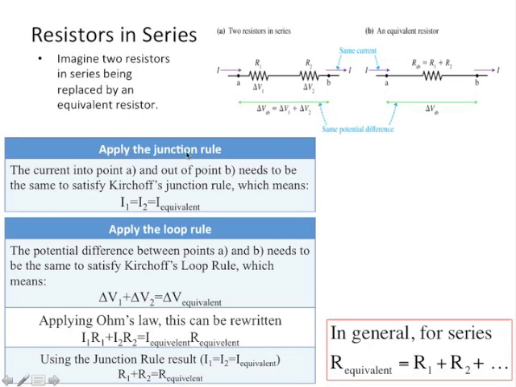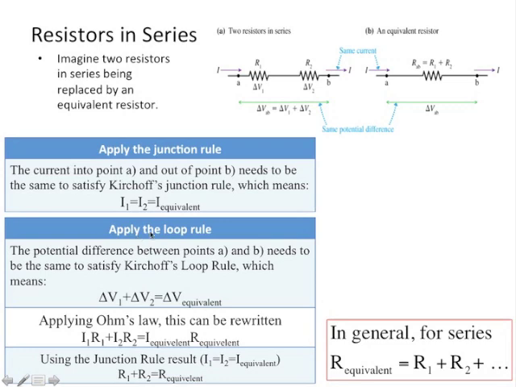We're going to apply the junction rule at, say, point A into point A, out of point B. We're going to treat this whole point as a junction. Essentially, I1, the current through resistor 1, is equal to the current through resistor 2. They're in series, so that current is the same. So I1 equals I2. In the equivalent situation, that current has to be the same. The current through the equivalent resistor is the same as the current through R2 and through R1. So I1 equals I2 equals I equivalent.